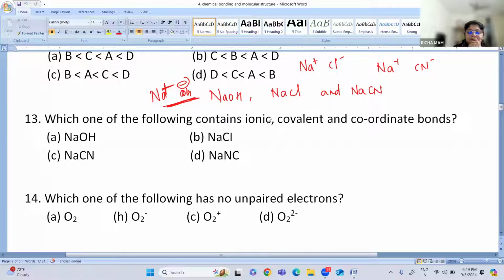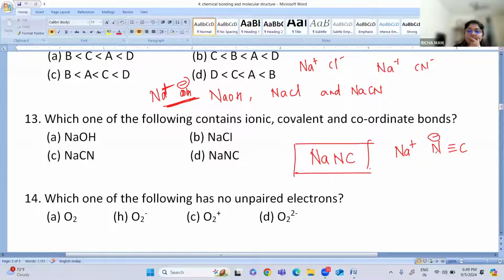Now, but your sodium isocyanate, when you write Na plus and your isocyanate, right? So your nitrogen is connected to sodium. So what is happening here? In this type, what it contains? It contains ionic, it contains covalent, as well as coordinate bond. You can see, it is a coordinate bond.